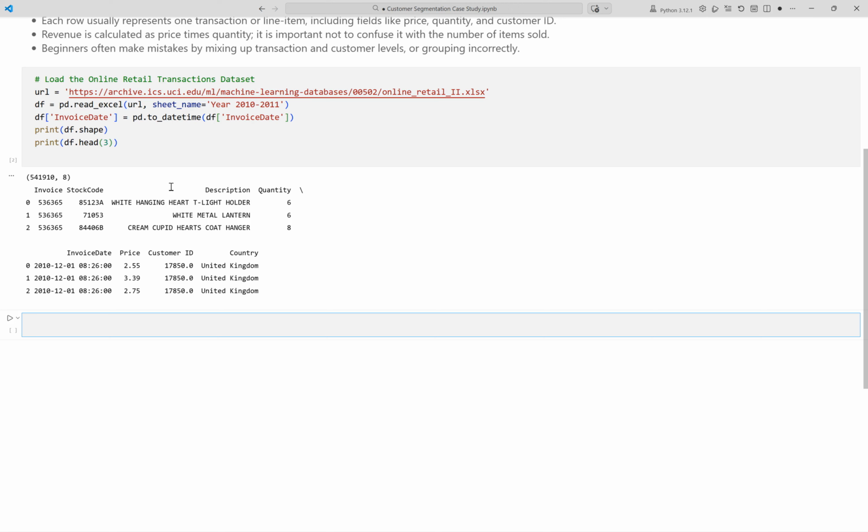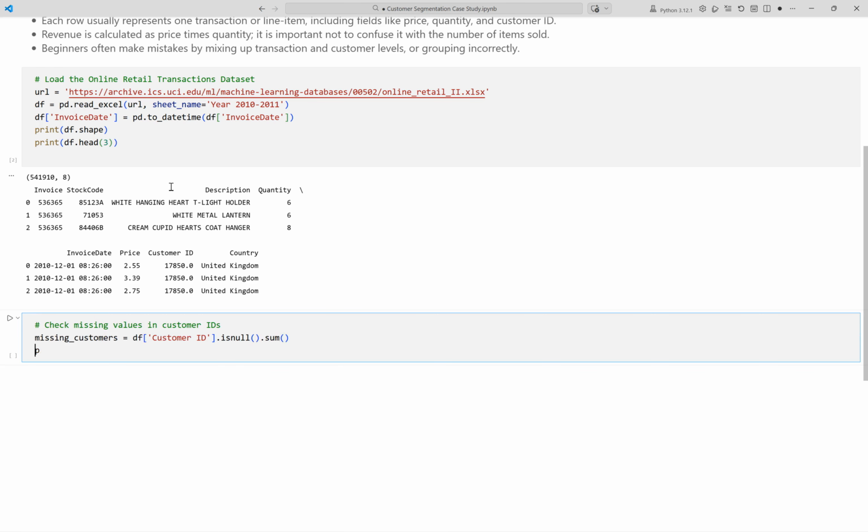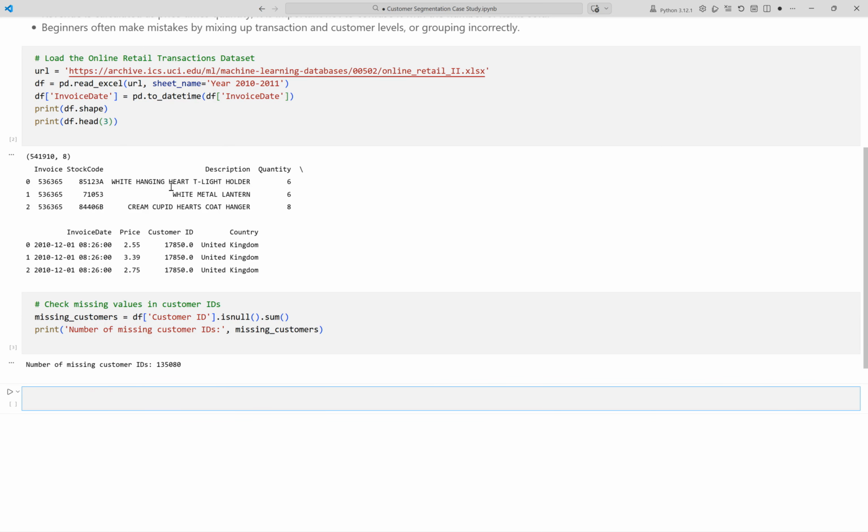Noticing missing values here is crucial because it impacts how we analyze customer behavior and aggregate data correctly. This check helps ensure we handle missing data thoughtfully before grouping by customer or calculating metrics like total revenue per customer. What would you do with transactions that do not have a customer ID? Think about the business consequences of including or excluding them.